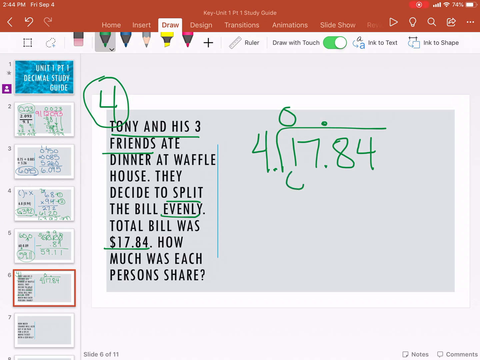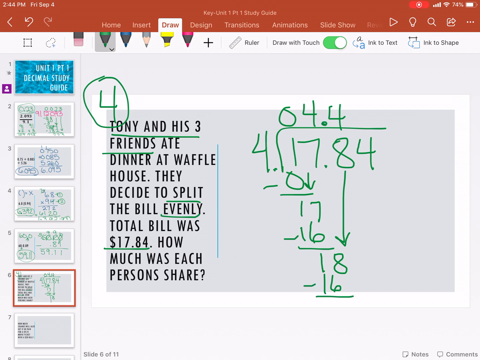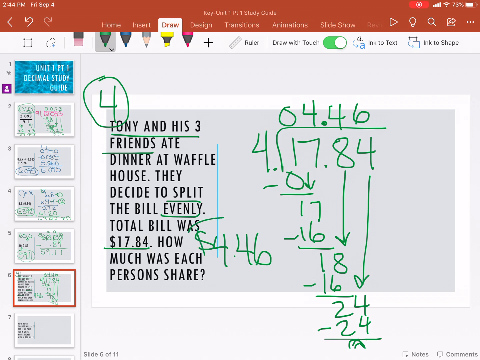4 goes into 17 0 times. 4 goes into 1 0 times. 4 goes into 17 4 times. Bring down the 1, bring down the 8. 4 goes into 18 4 times. 2 left over, bring down the 4. 4 goes into 24 6 times. 0. So they each shared $4.46. Yes, you must have your work on that, guys. Don't lose those points for showing the work. Make sure you have the work.